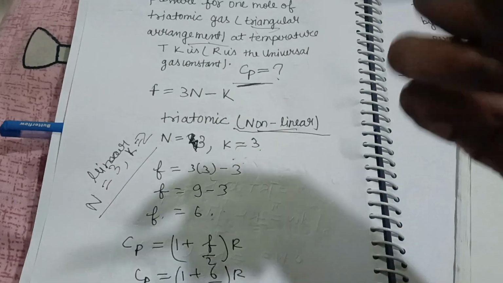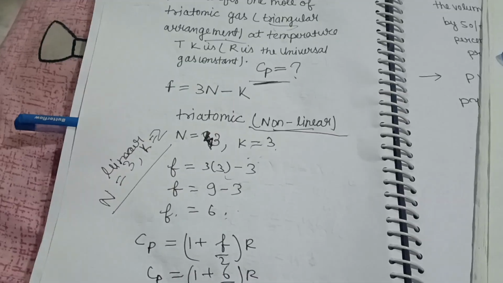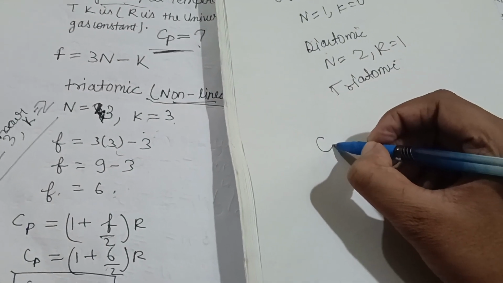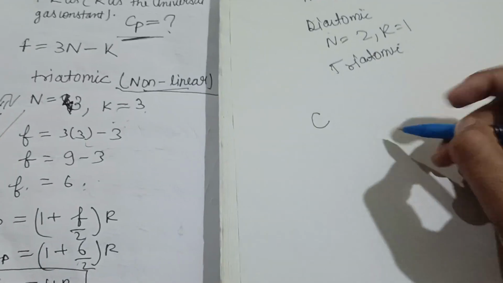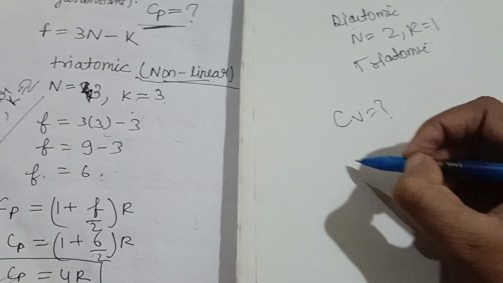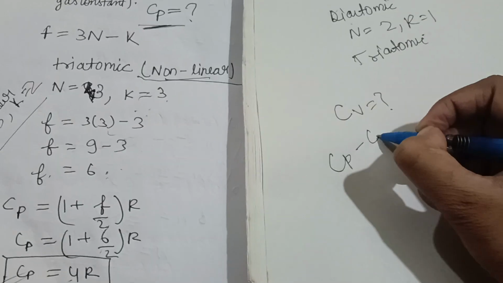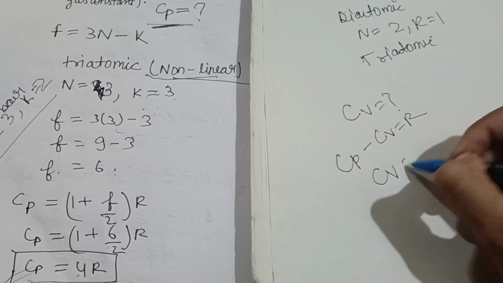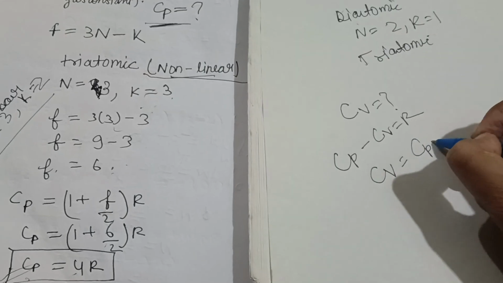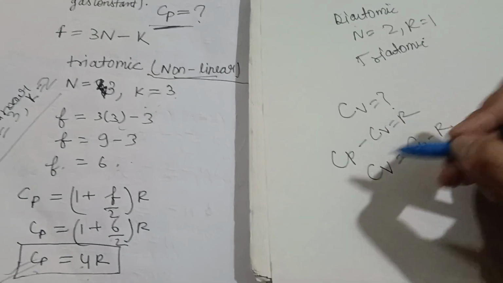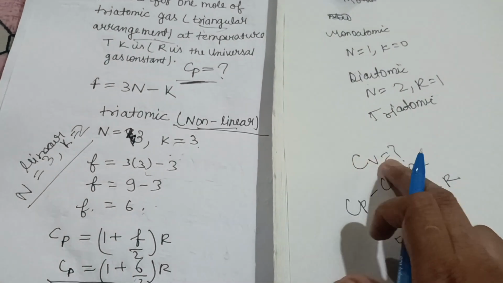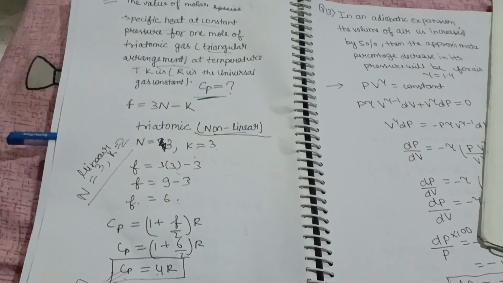If it asks for the molar specific heat at constant volume, then what will you do? You have to figure it out with this formula, Cv equal to Cp minus R. So you have to find it from this formula if they are demanding Cv, but this is asking for Cp. So this is our answer.